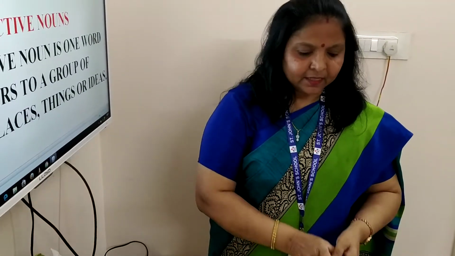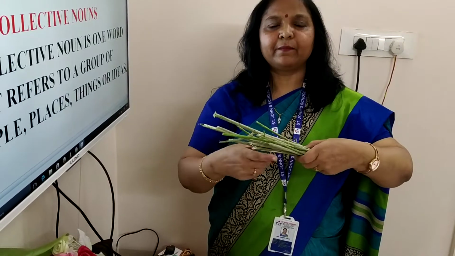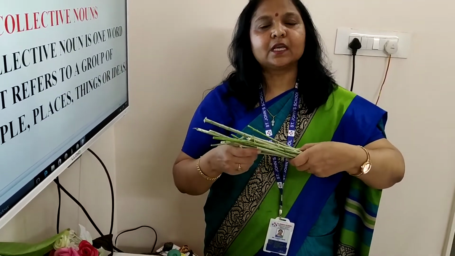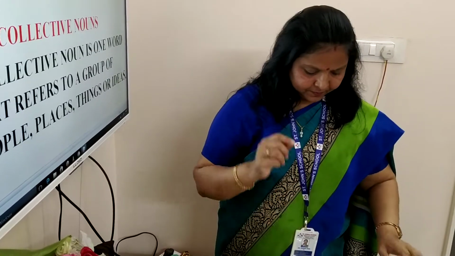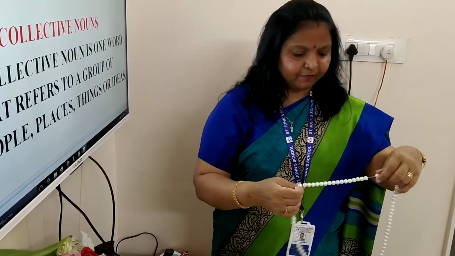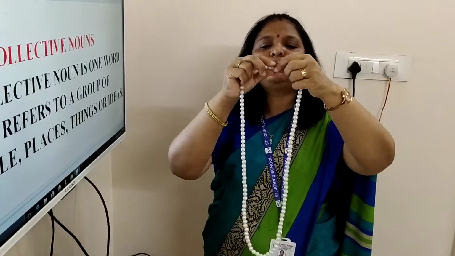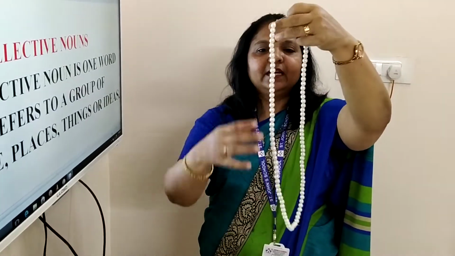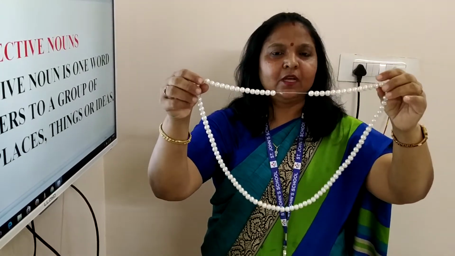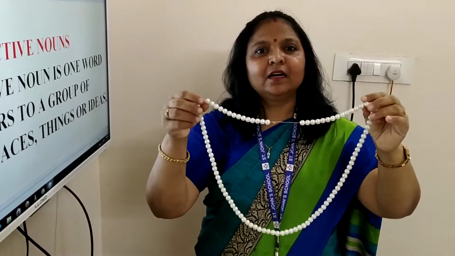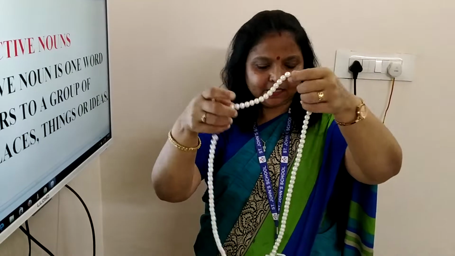Let's see. This is a bundle of sticks. When you tie many sticks together and make a bundle, it is known as a bundle of sticks. Then we have, this is one pearl. When you take many pearls together on a string, it is known as a string of pearls. So, string is a collective noun.